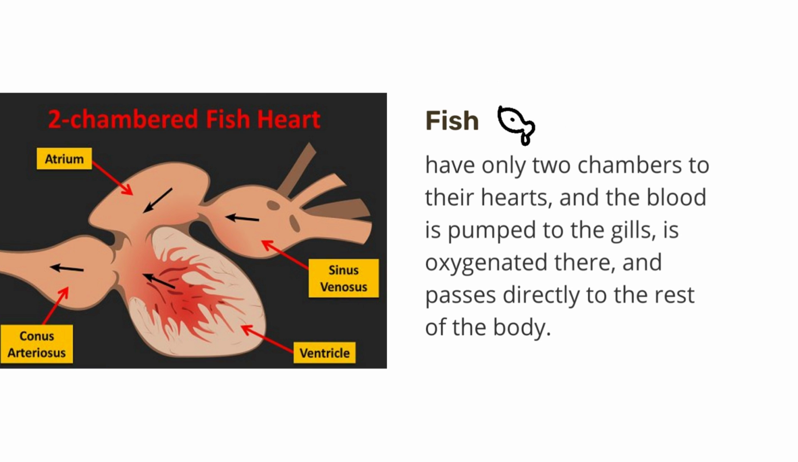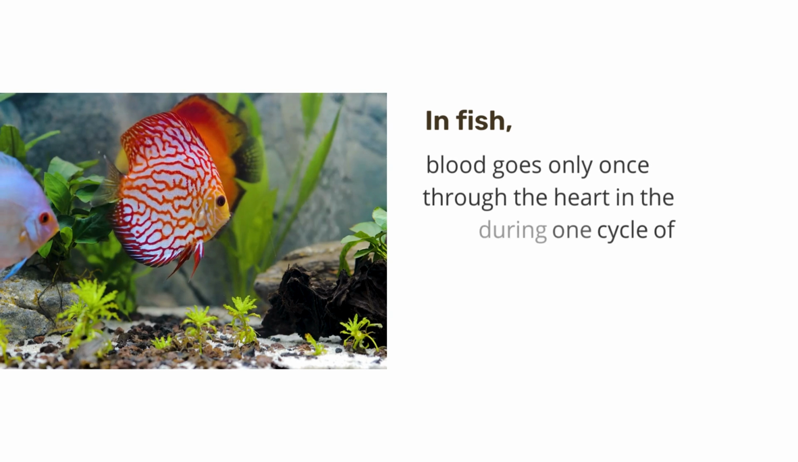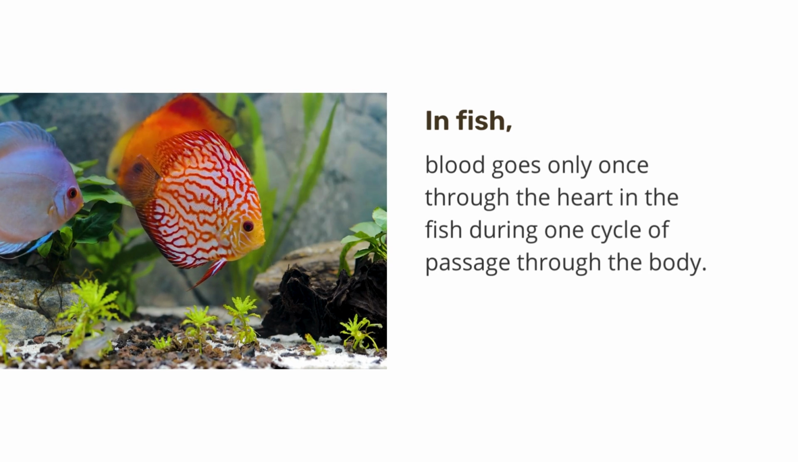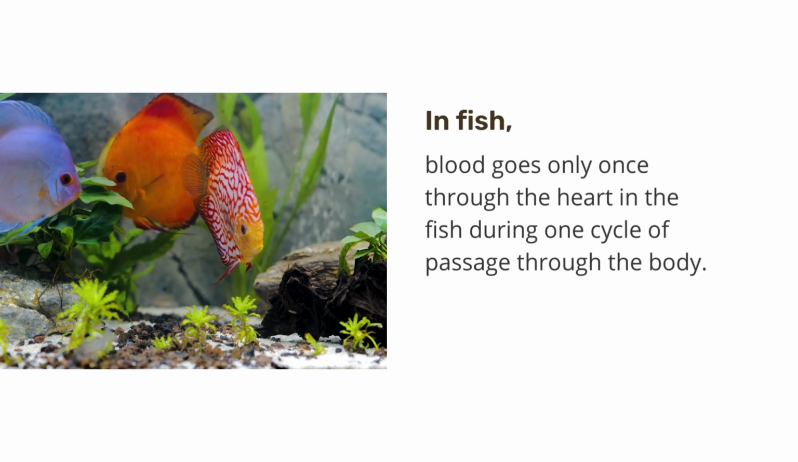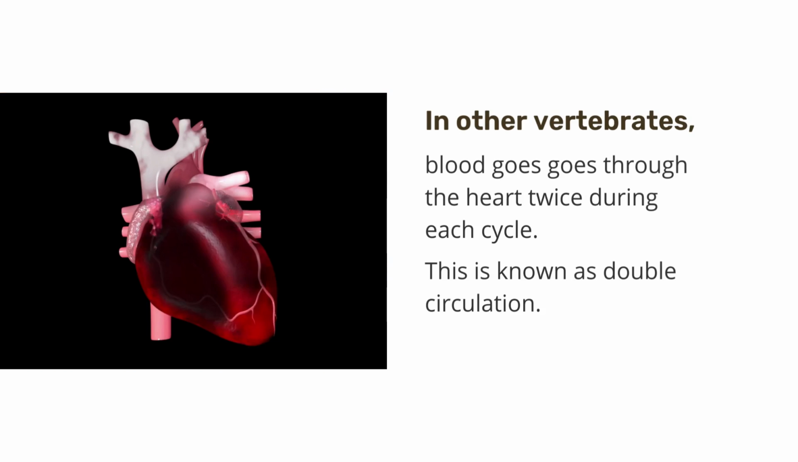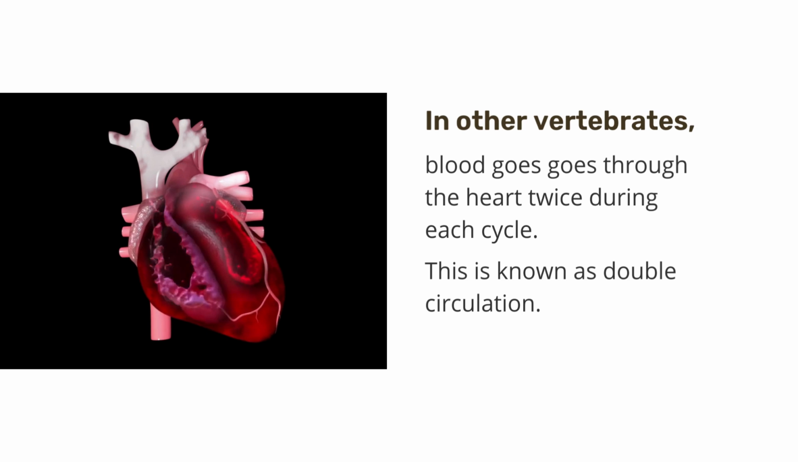On the other hand, fish have only two chambers to their hearts, and the blood is pumped to the gills, is oxygenated there, and then it passes directly to the rest of the body. Thus, blood goes only once through the heart in the fish during one cycle of passage through the body. On the other hand, it goes through the heart twice during each cycle in other vertebrates.